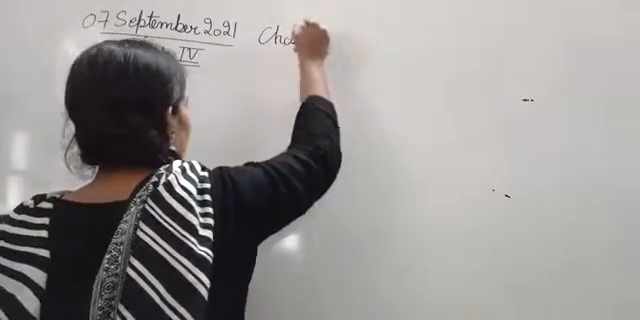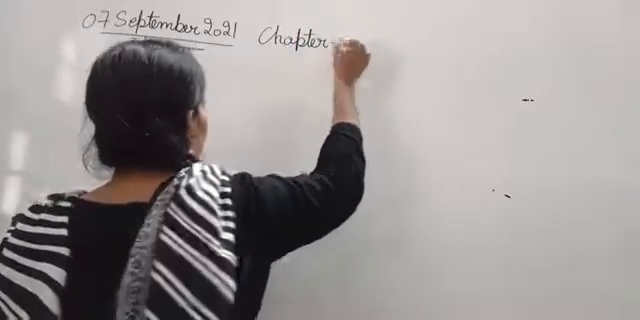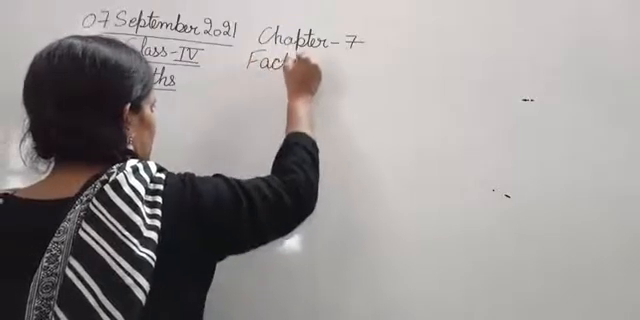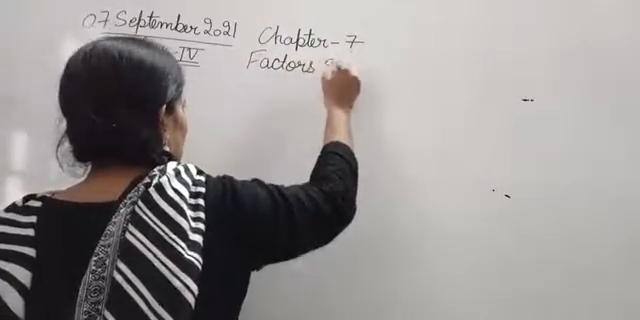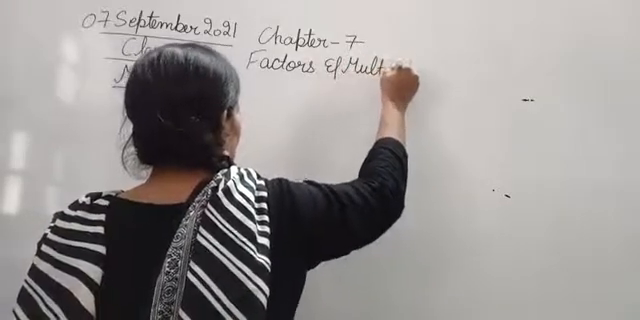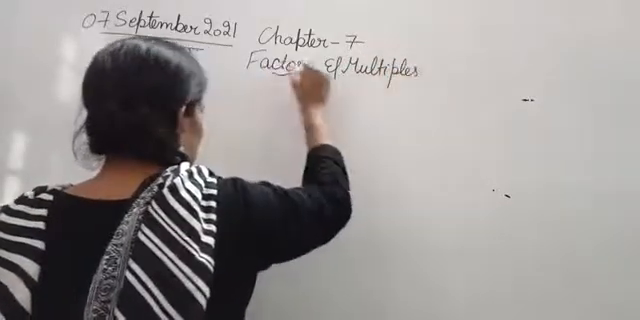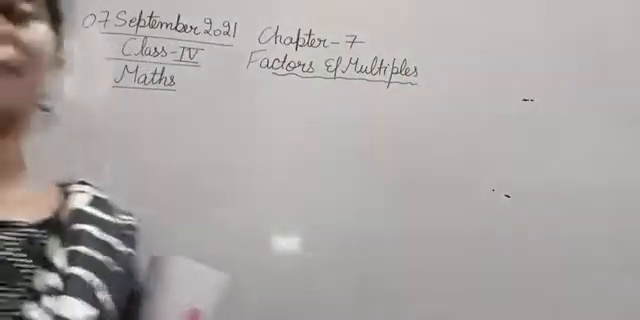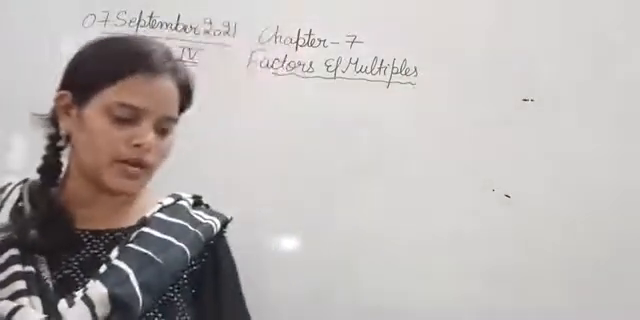Chapter number 7, factors and multiples. This is the topic. Okay, so exercise 7.1 we have already done. So now I am going to start with the next topic.